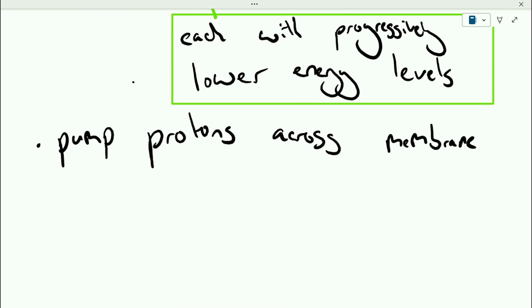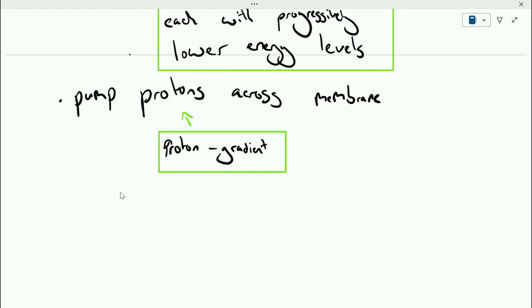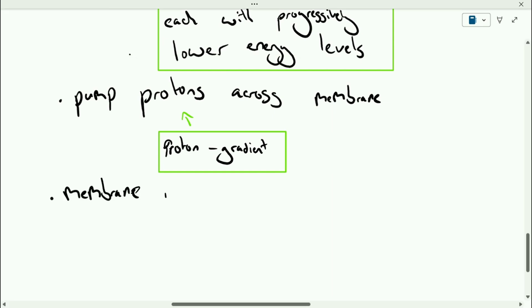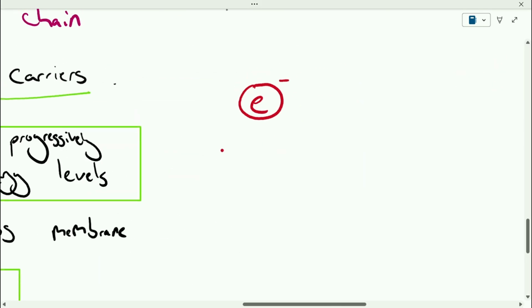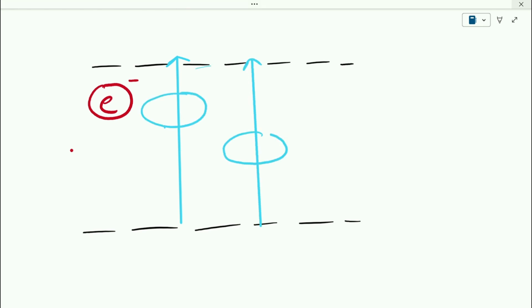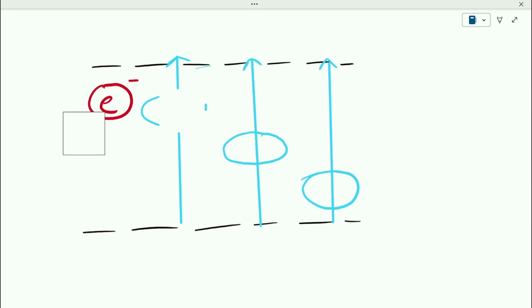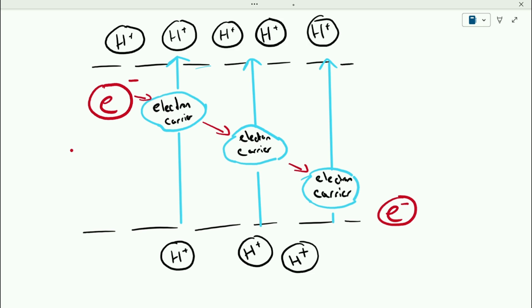This energy is then used to pump protons across the membrane, creating a concentration difference across the membrane, and therefore a proton gradient. The proton gradient is maintained as a result of the impermeability of the membrane to hydrogen ions. And let's just have a look at this in the diagram. So we can see how the high energy electron moves down the electron carriers, which then pumps protons against their concentration gradient.